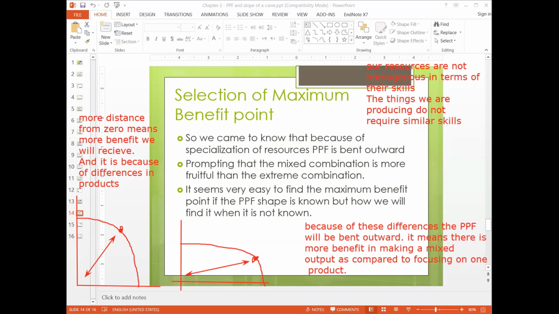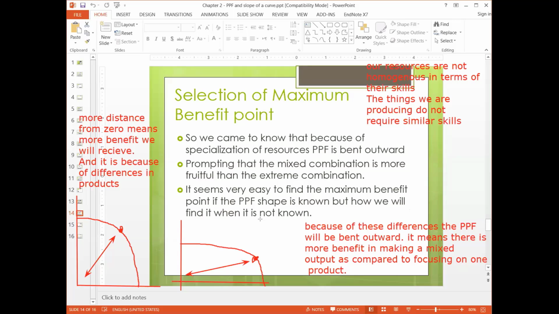So what we'll do today is try to understand this. We came to know that because of specialization, the PPF is bent outward, implying that the mixed combination is more fruitful than the extreme combinations. It is saying the same thing: if the products are different and you focus on only one product, some of your resources will not perform better, because all of your resources do not have the same skills, or the two products do not require similar skills. So it seems very easy to find the maximum benefit point if the PPF shape is known like this.